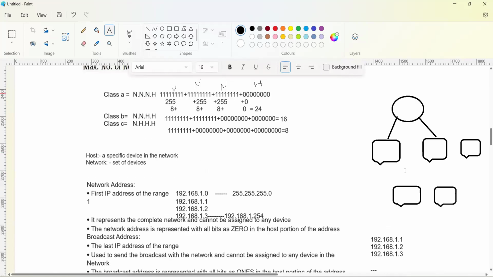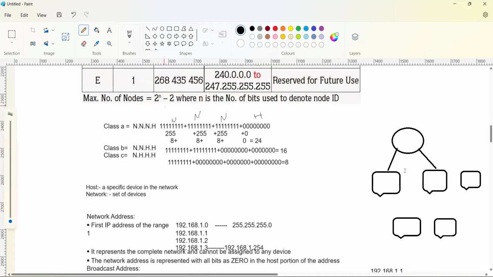Here 255 dot, 255 dot, 255 dot, and 255 dot 0. This is the class A subnet mask, and the class B subnet mask is 255.255.0.0, and the class C subnet mask is 255.0.0.0. This is a class C subnet mask.